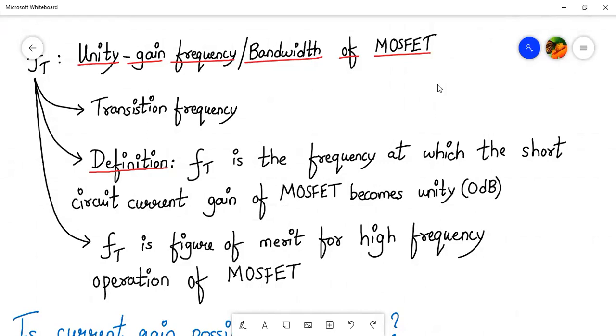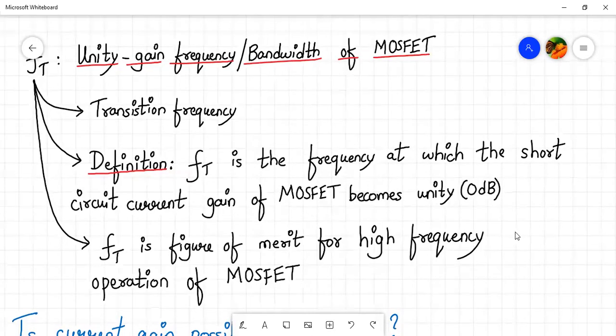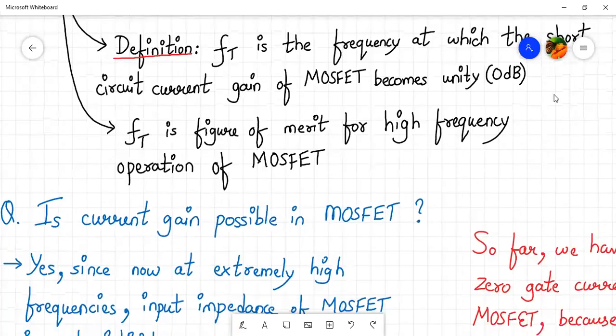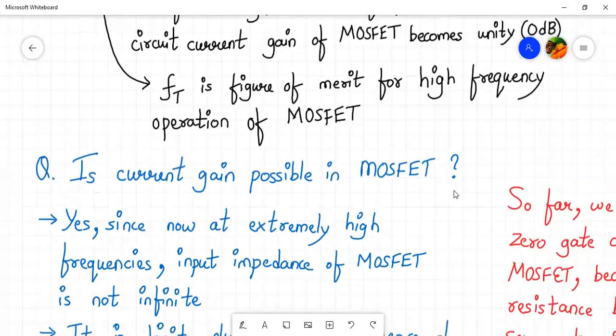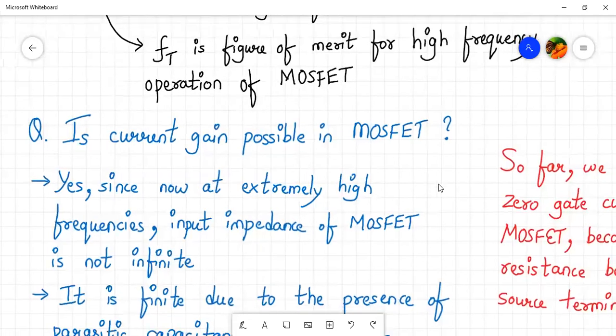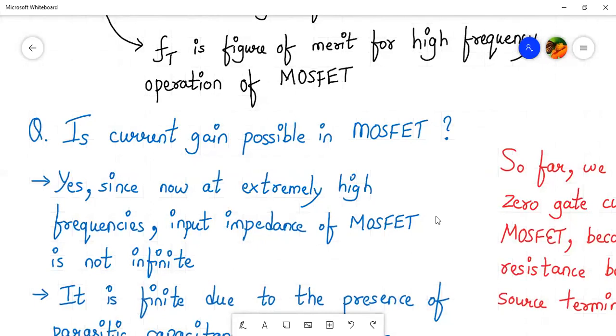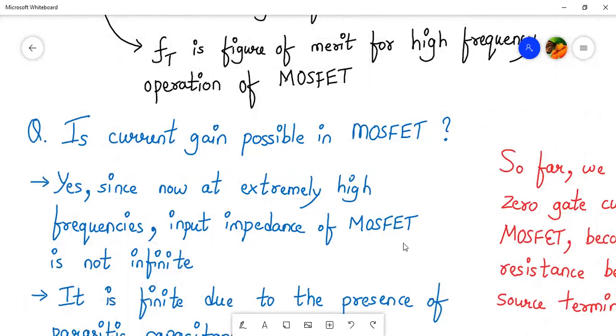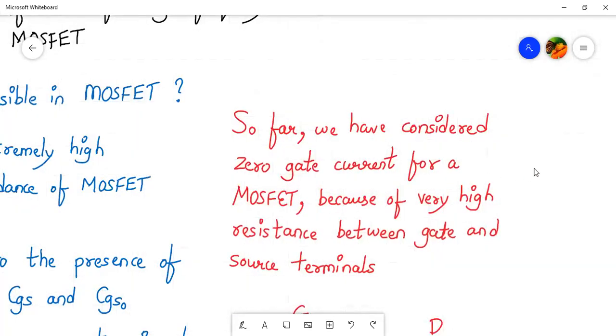Short circuit current gain of a MOSFET? How is a current gain possible in a MOSFET? Just a moment, we'll see that right now. Also, FT is the figure of merit for high frequency operation of a MOSFET. So let's answer this question: is current gain possible in a MOSFET? Yes, since at extremely high frequency, the input impedance of a MOSFET is not infinite. Let's see why.